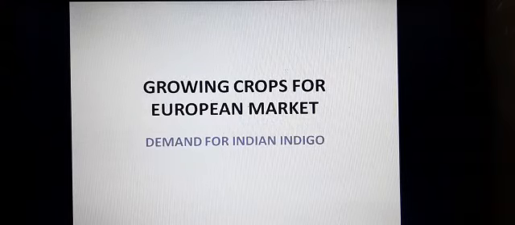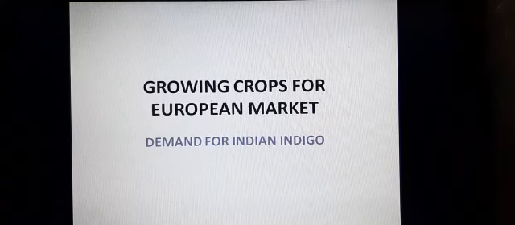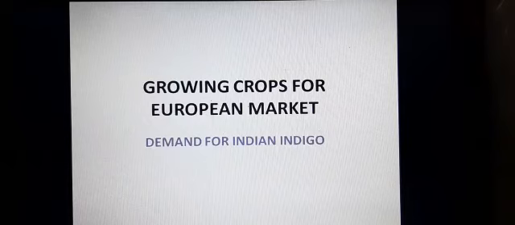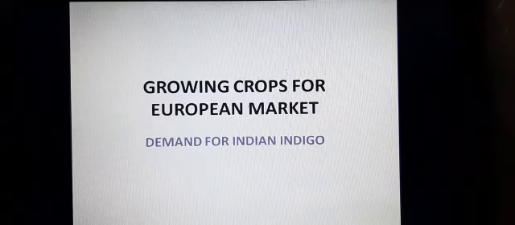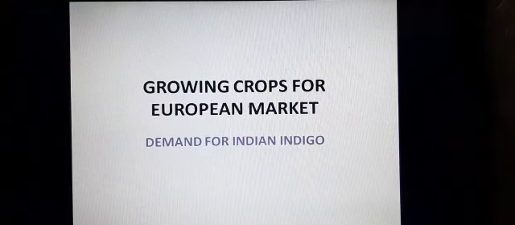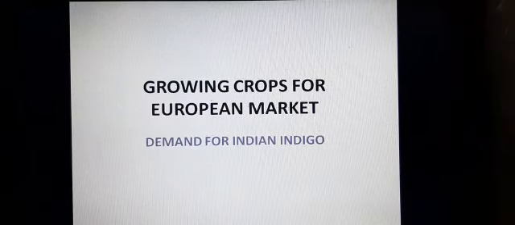Now, growing crops for the European markets. Students, by the end of the 18th century, the British captured political power in the whole of India. They realized that the crops in demand in the European markets should be grown in the countryside of India. So the East India Company tried to increase the production of opium and indigo. They forced the cultivators of various parts of India to produce only the cash crops that were beneficial for the English company. And these led to the indigo plantation in India.